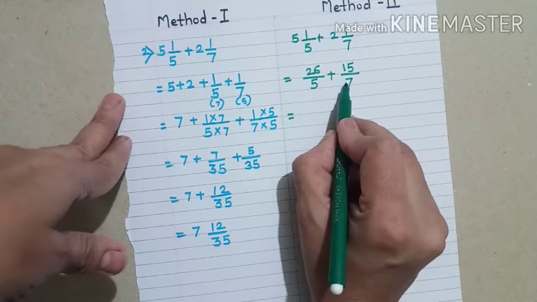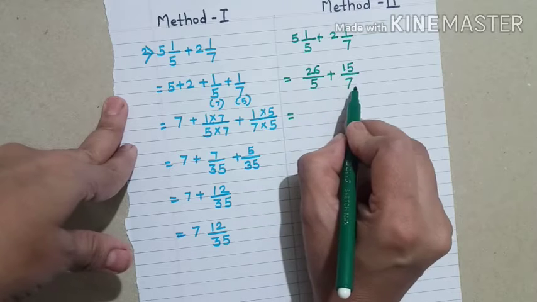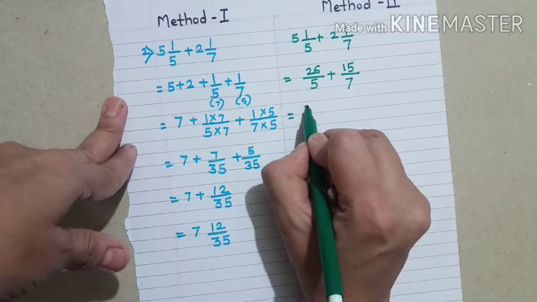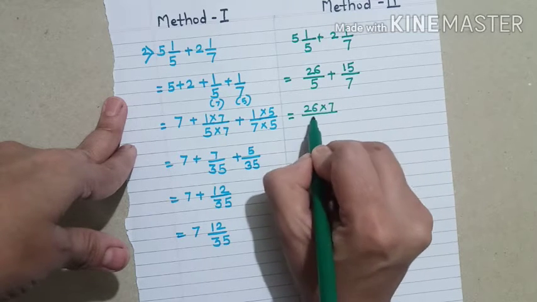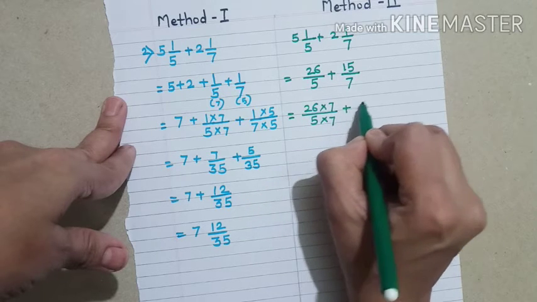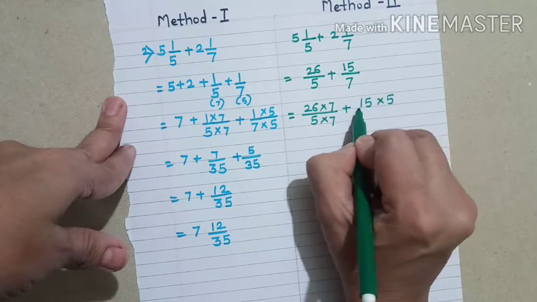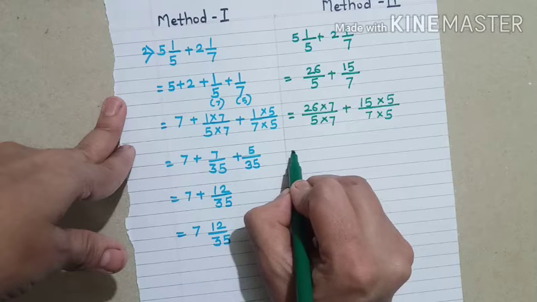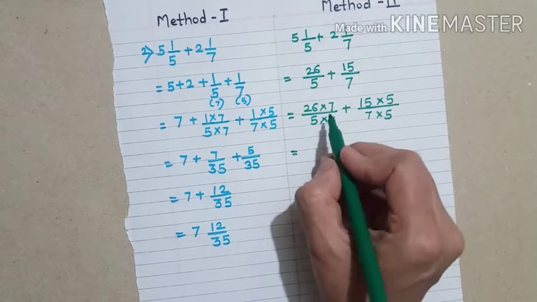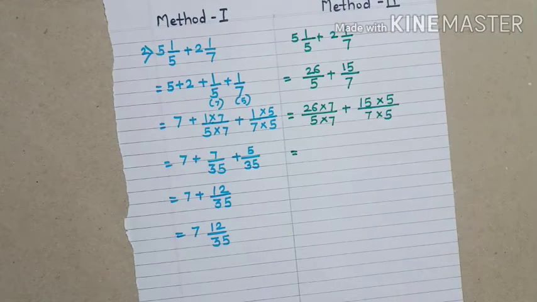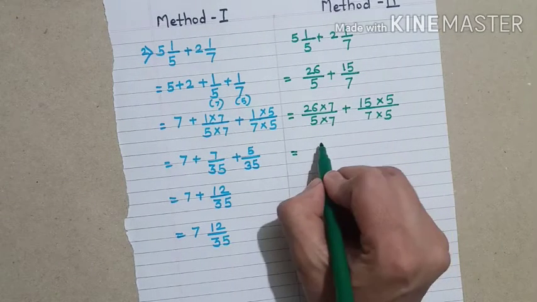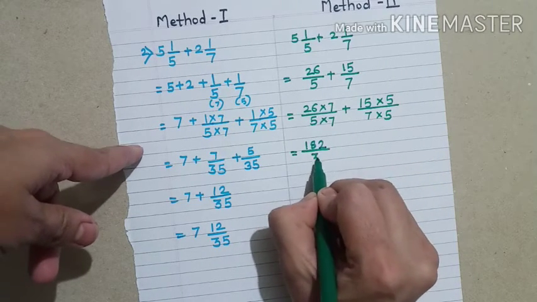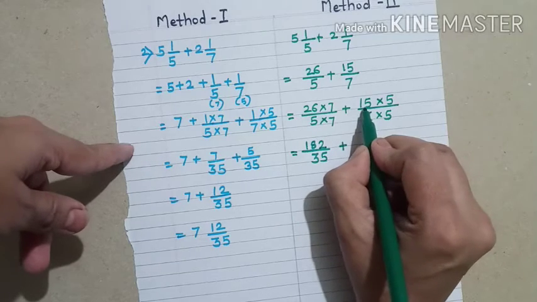Again, these two fractions are unlike fractions, so we are going to make them like fractions. So we can make cross multiplication. So 26 multiplied by 7 upon 5 multiplied by 7 plus 15 multiplied by 5 upon 7 multiplied by 5. Now we are going to multiply them. So 26 into 7. The answer is 182 upon 35 plus 15 into 5.